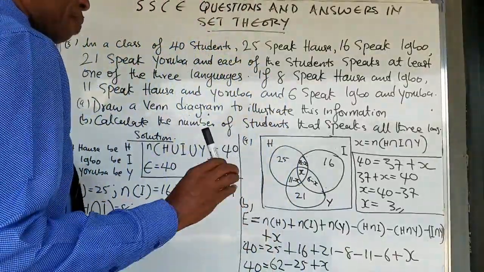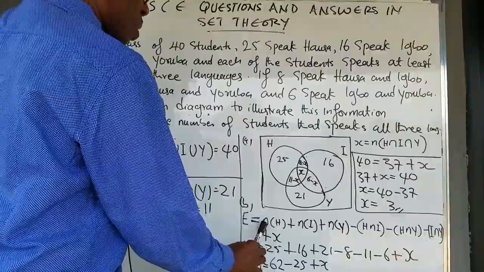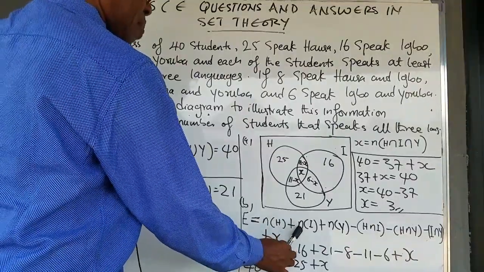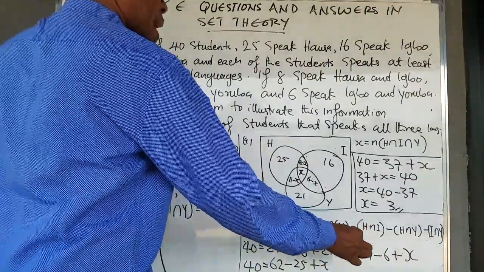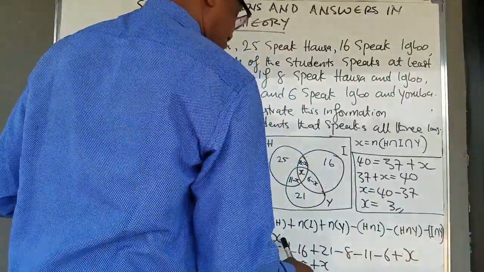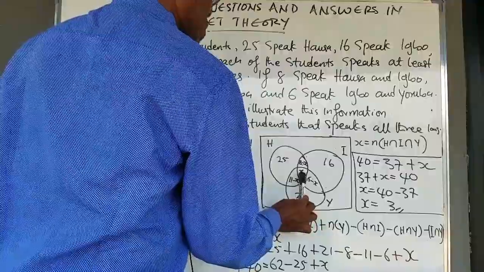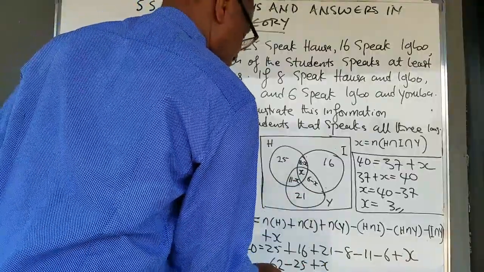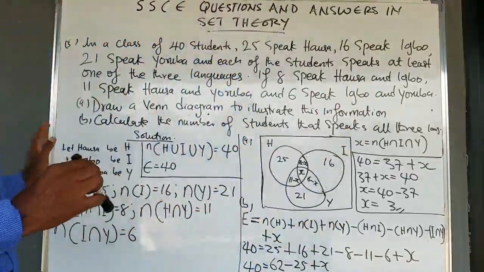Don't forget the formula. The formula is very simple. Just say number of this plus number of that plus number of that minus their intersections, and then add the one that all of them are involved in, and definitely you will get the answer.